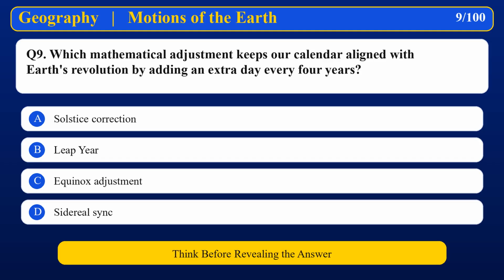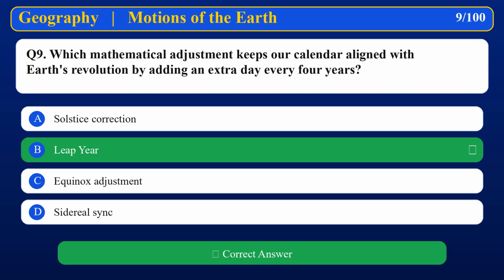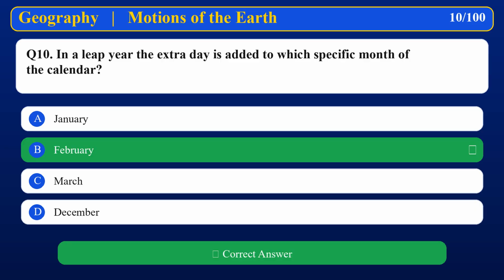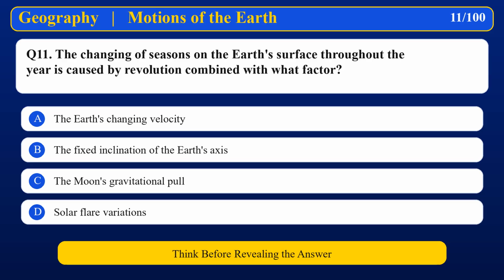Which mathematical adjustment keeps our calendar aligned with Earth's revolution by adding an extra day every 4 years? Leap year. In a leap year, the extra day is added to which specific month of the calendar? February. The changing of seasons on the Earth's surface throughout the year is caused by revolution combined with what factor?